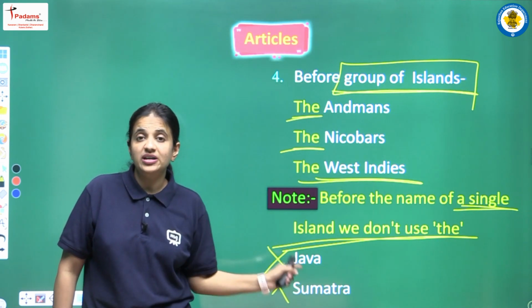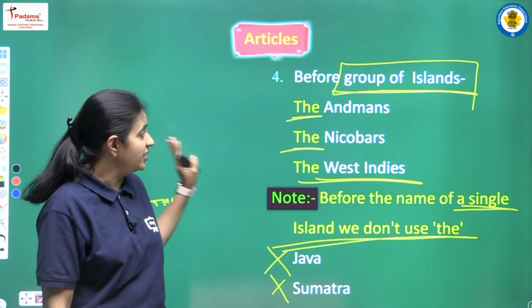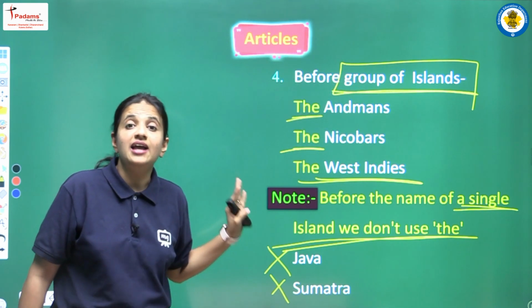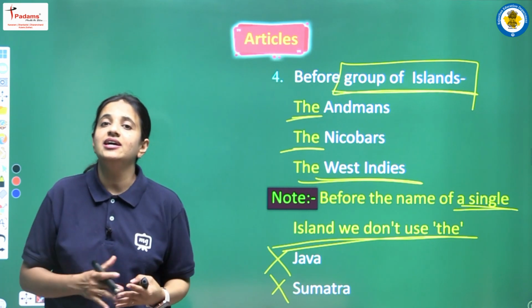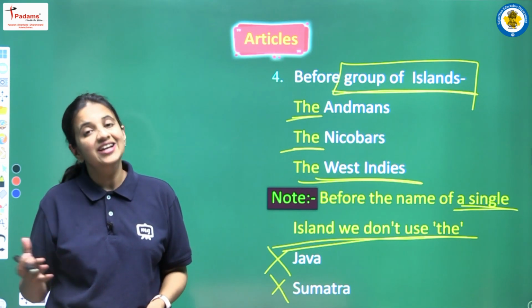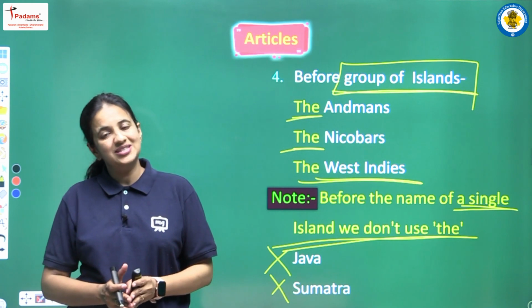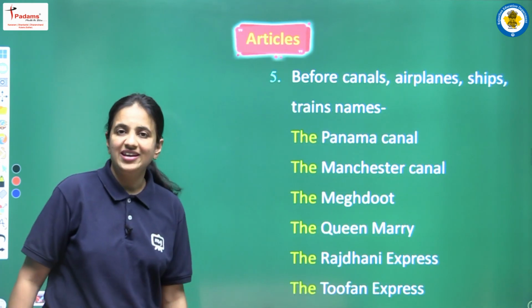The difference should be clear to you all students. Don't be confused at all. Just be clear about what a group of islands is and what a single island is. Similarly, what are mountain series and what are single mountain peak names. Okay, so the differentiation should be clear, and then accordingly you can use the articles. All right. Moving on, we are having the next usage.